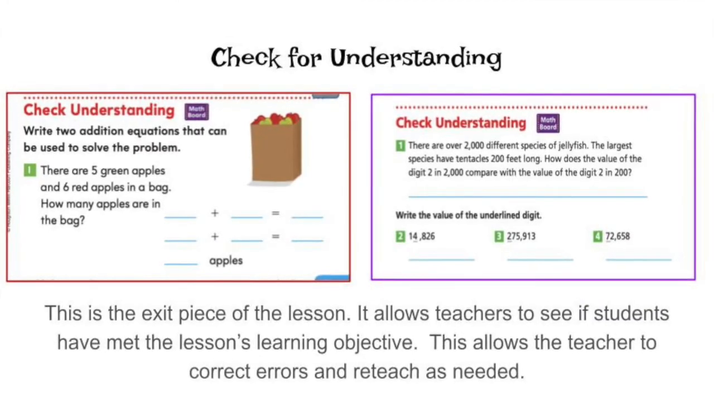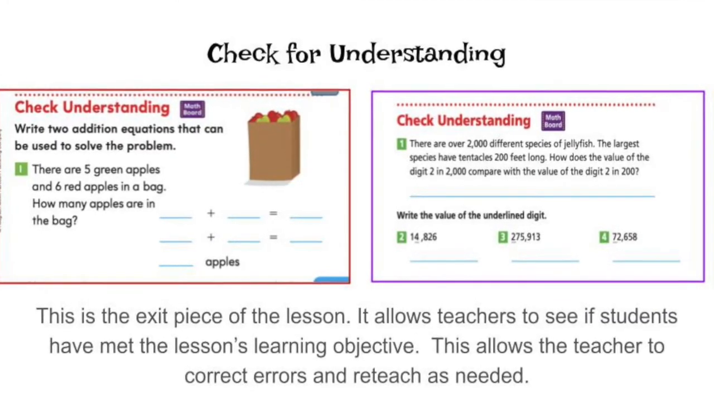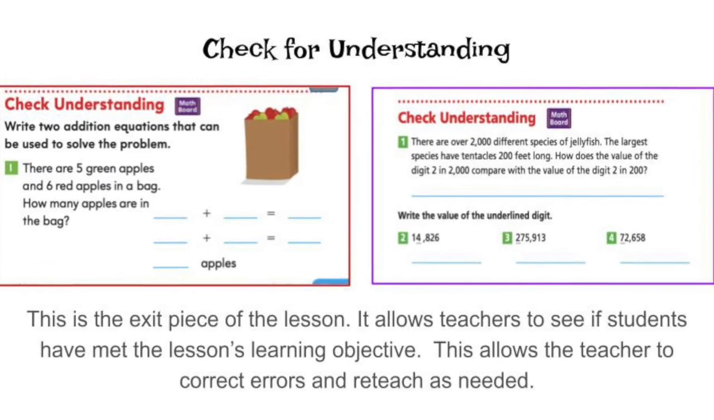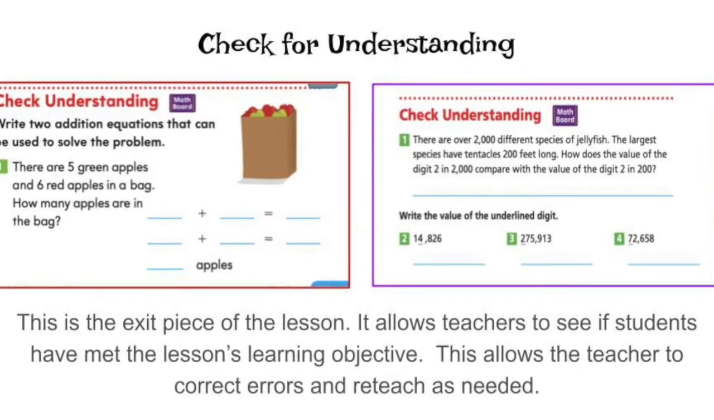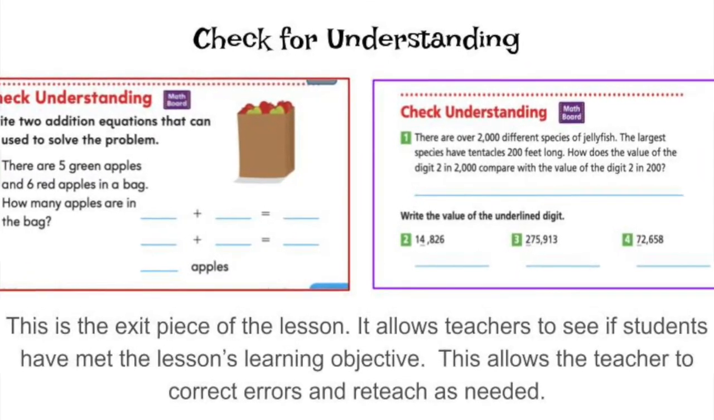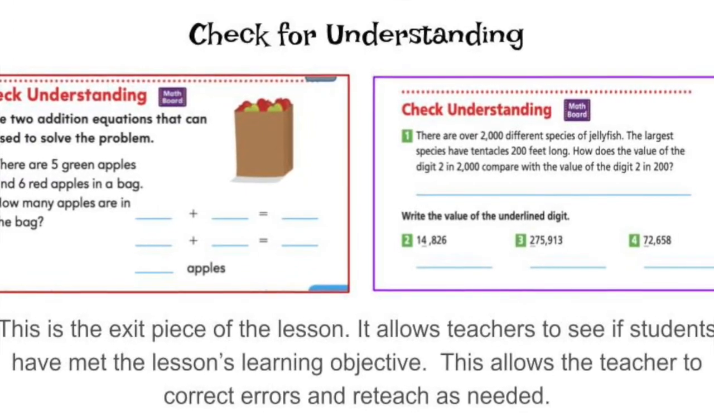Check for Understanding. This is the exit piece of the lesson. It allows teachers to see if students have met the lesson's learning objective. This allows the teacher to correct errors and reteach as needed.